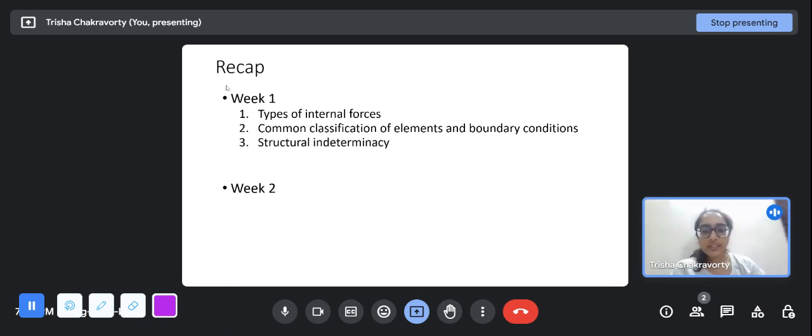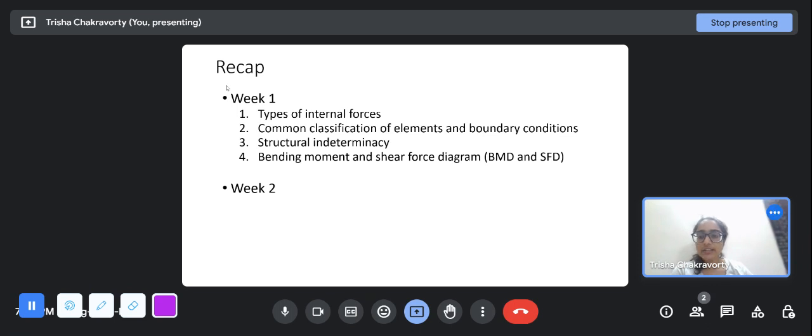Then we looked at structural indeterminacy, which has to do with stability of a structure, the difference between the number of equations and the number of unknowns. If the number of unknowns is more than the number of equations, the structure is indeterminate, that is overly safe. And if the number of unknowns is less than the number of equations, then it is an unstable system. And if they are equal, then it is a determinate system, which is easy to solve. But in practice, most structures are indeterminate.